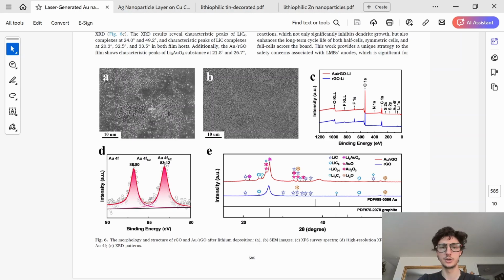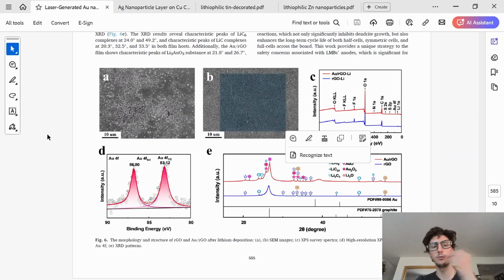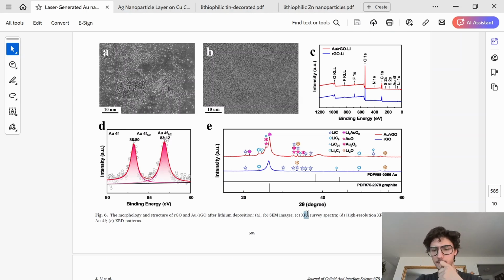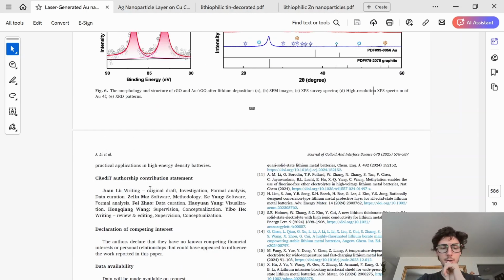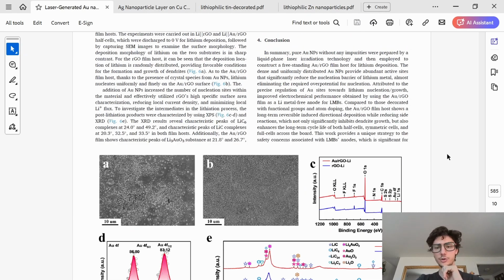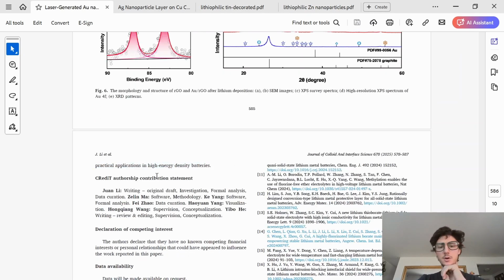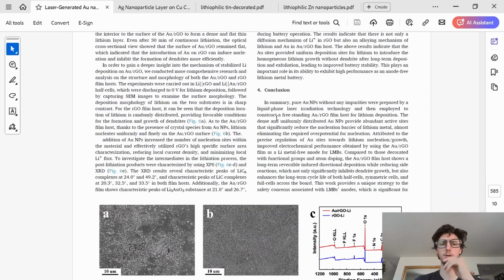So you can see here there's a bunch of little dots and stuff. Here it looks a bit more uniform. We've got intensity, binding energy. We've got intensity, binding energy again, intensity, some more kind of XPS, SEM, XRD analysis. I'm not going to look at that too much. But it looks like the conclusion is just over here with this last sentence, and then the article ends. So let's read the conclusion.